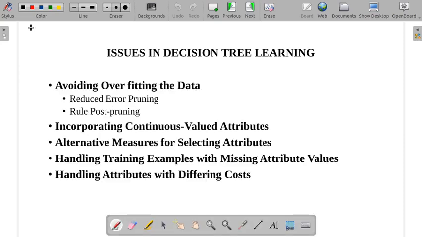We will be discussing the second, third, fourth and fifth issues in decision tree learning in the next video.